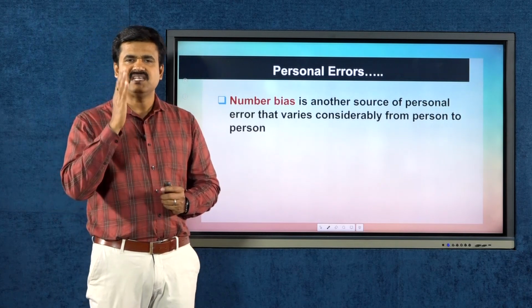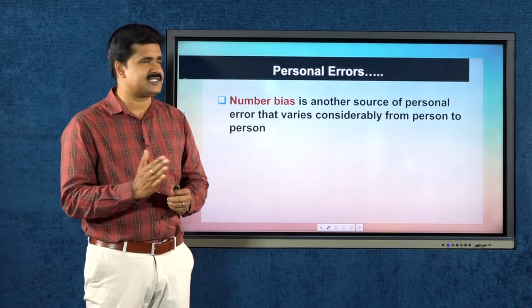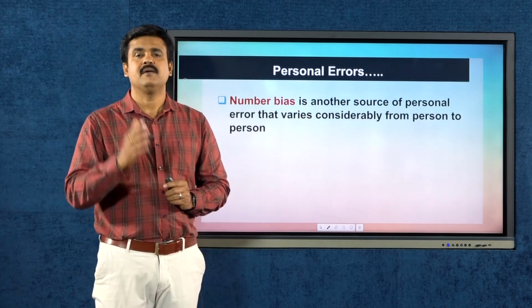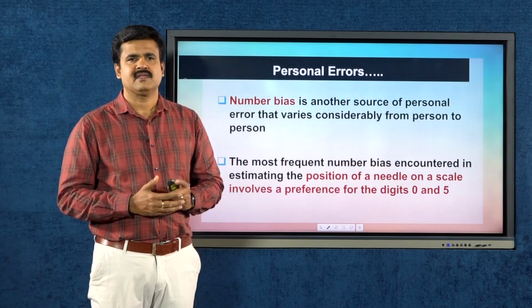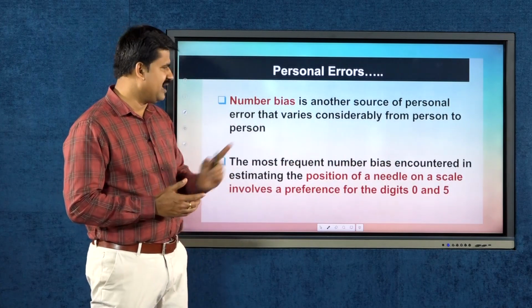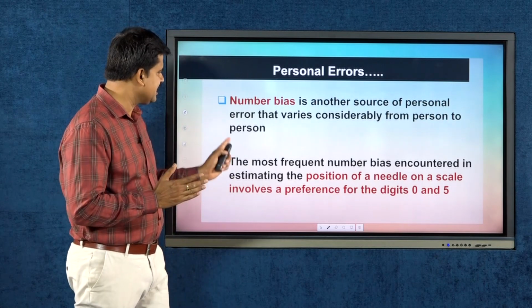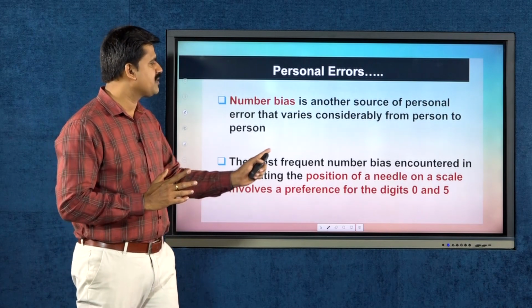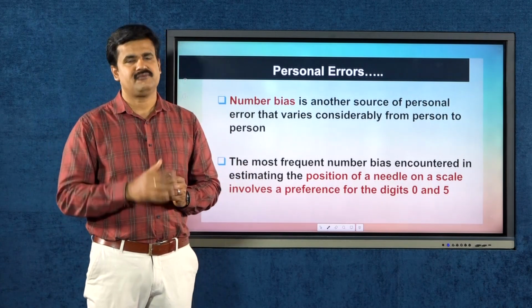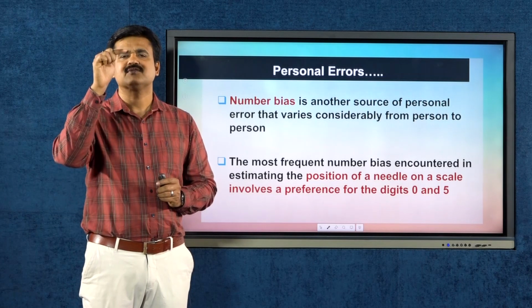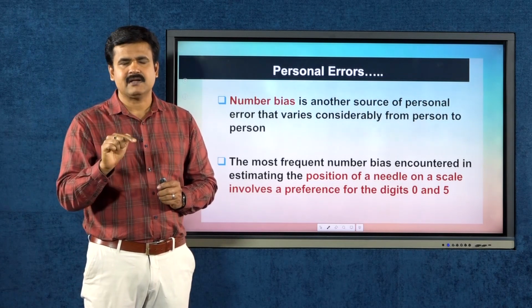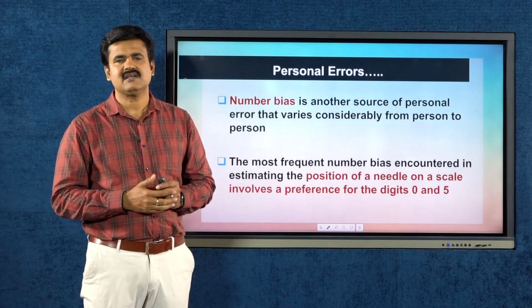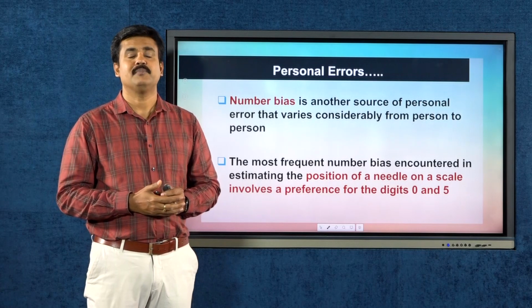Number bias is another source of personal error that varies considerably from person to person. The most frequent number bias encountered in estimating the position of a needle on a scale involves a preference for the digits 0 and 5. Whenever you are taking the position of the needle as the reading, if you are not properly judging that, the number bias may be there, and the number bias leads to personal errors.